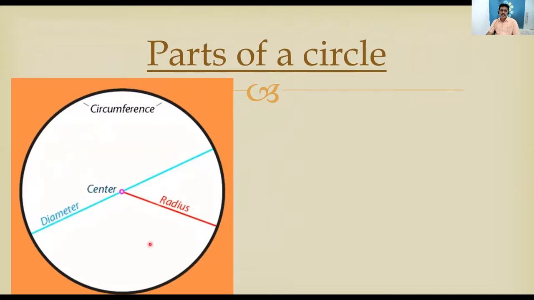Observe carefully. In this circle, this one is the center of the circle, and the total line which is joining from one end to another end point on the boundary of the circle is called the diameter, and from the center to any point on the circle is called the radius, and the full length of this boundary line is the circumference. Again, I am revising what are all the parts of the circle we have learned till now in all sessions of our circles chapter. Center, diameter, radius, circumference, all these things.